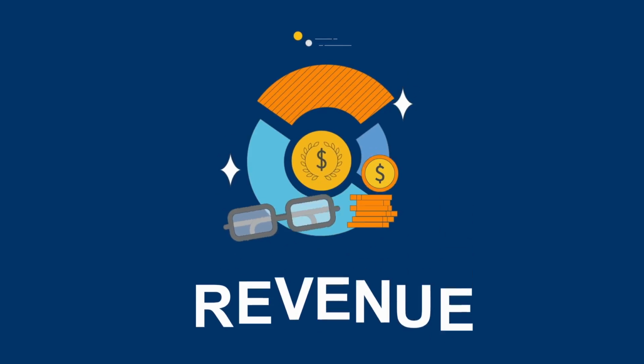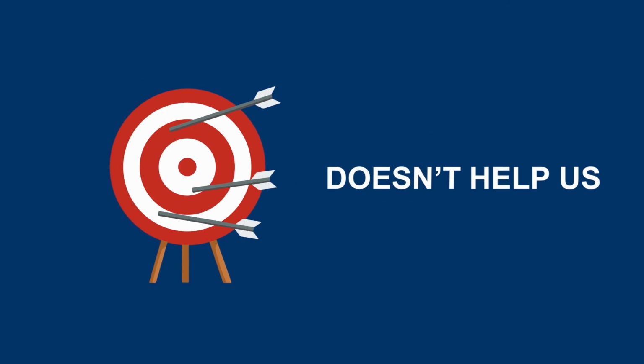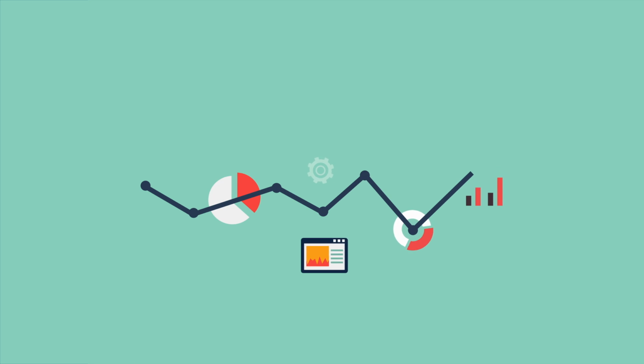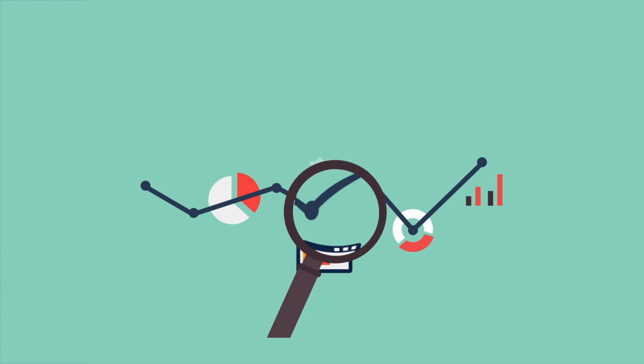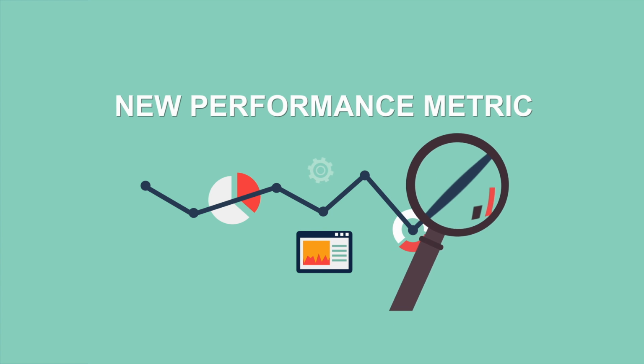So from module 1 up to now, we have been focusing on revenue. But here's the problem. Revenue alone doesn't help us make better decisions. We need to use more specific performance indicators to get to these decisions. And that is why this video will introduce to you a new performance metric that will help us with this.